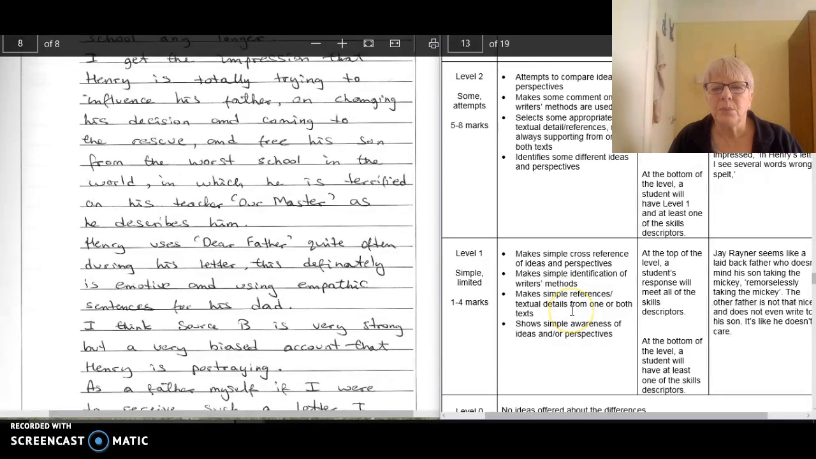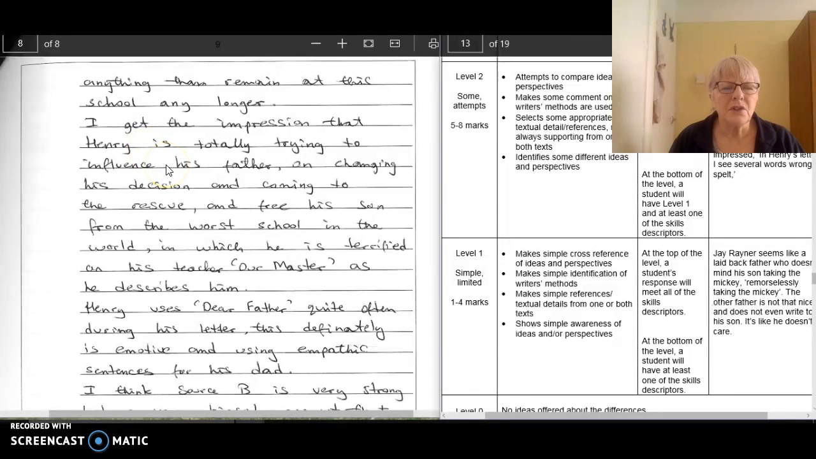The next one, makes simple references or textual details from one or both texts. Well, yes, you've included some quotes from J. Rayner's text, and you have shown some awareness of ideas or perspectives based on the J. Rayner text. So I think for this one, we have to give you 3 out of a possible 16 marks.